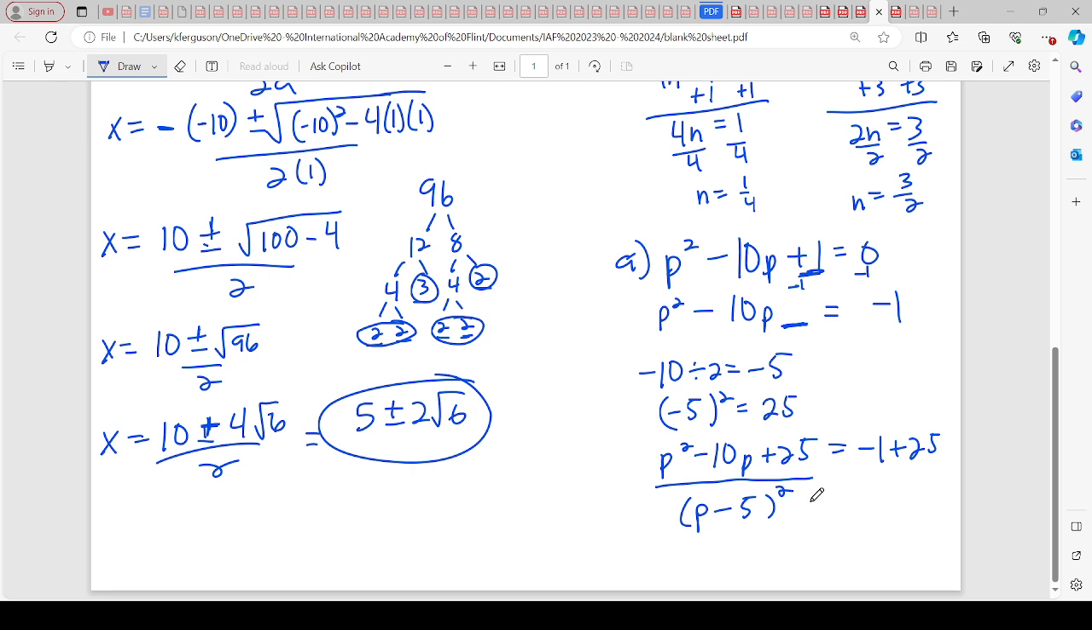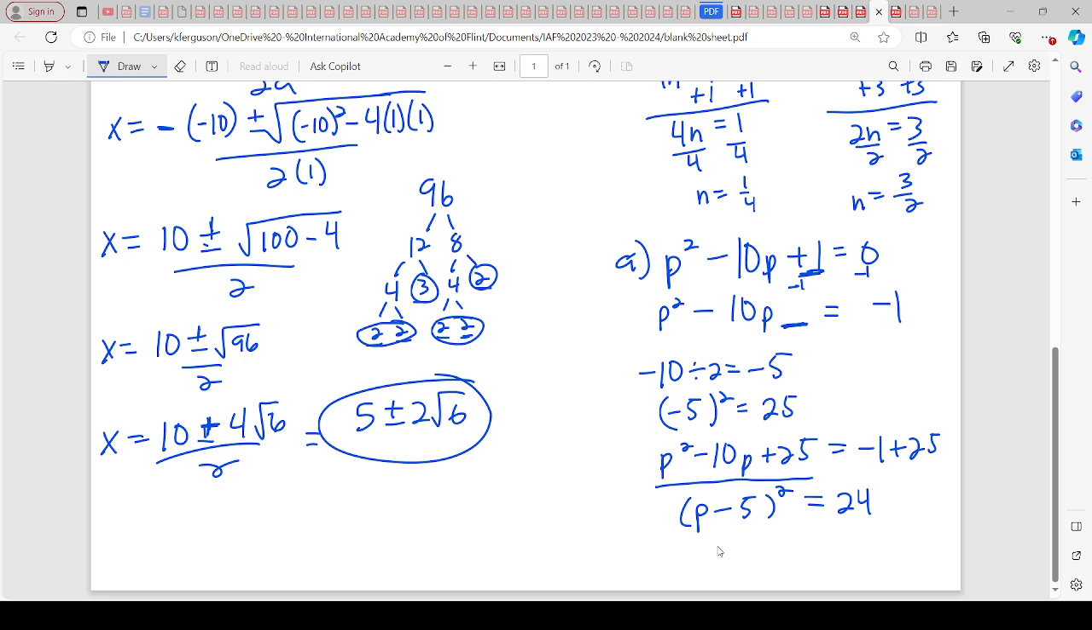That's why this is called completing the square, because I find out what number needs to go right here to make that a perfect square. So my perfect square is p minus 5 to the second power. And then I just carry that along for the ride. So negative 1 plus 25, that's 24.